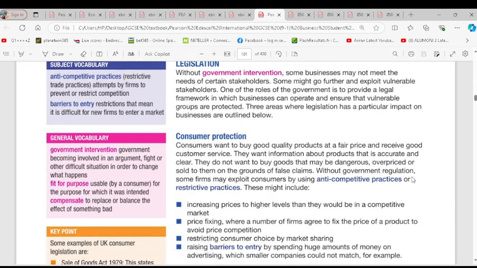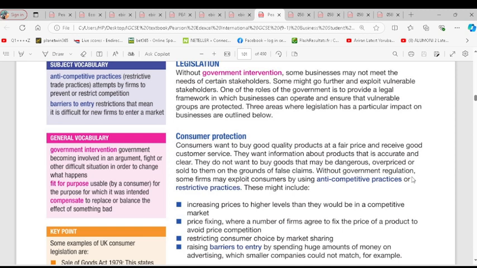Legislation. These are laws that governments make. So it's important for government to make laws too. Without government intervention, some businesses may not meet the need for certain stakeholders. Some might go further and exploit vulnerable stakeholders. One of the roles of government is to provide a legal framework in which businesses can operate and ensure that vulnerable groups are protected. It is the responsibility of government to protect stakeholders.